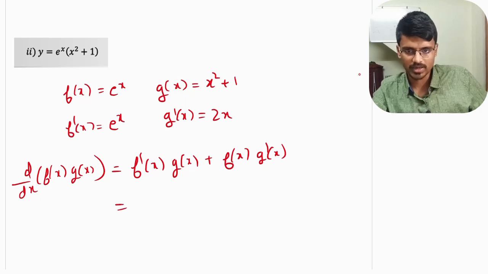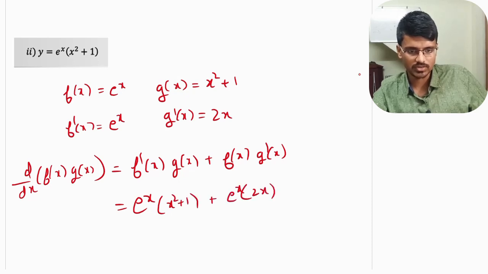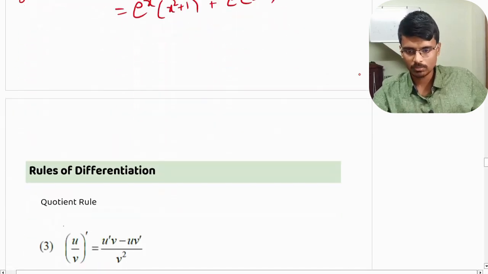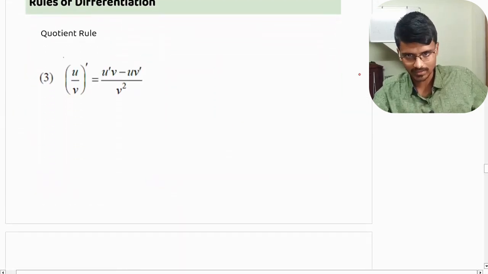Okay, what is my f dash of x? e power x. What is my g of x? x square plus 1. f of x is again e power x, g dash of x is 2x. So this is the answer. So I've applied the product rule here. Simple. If you practice, you'll get this. Okay, moving on. So this is another interesting one.